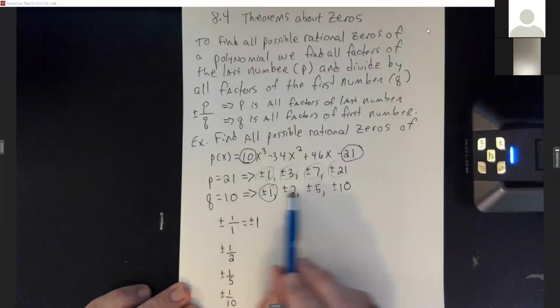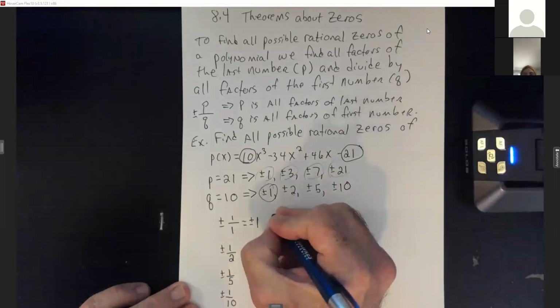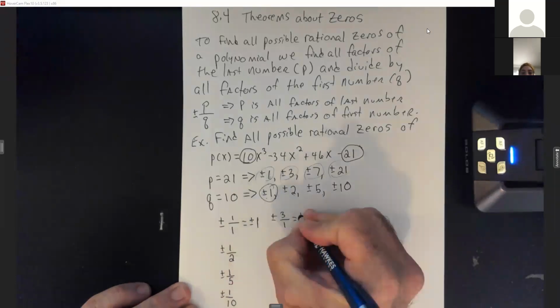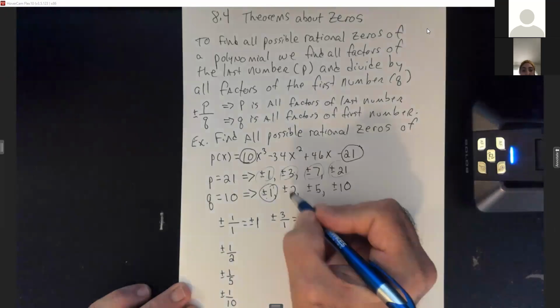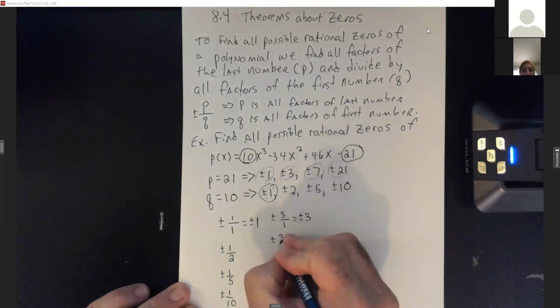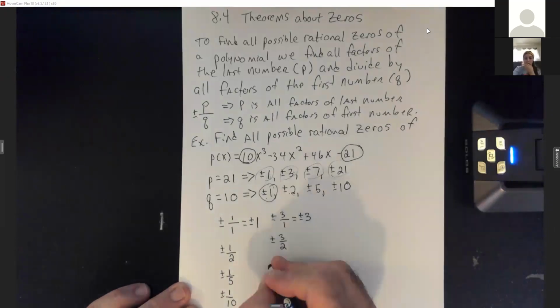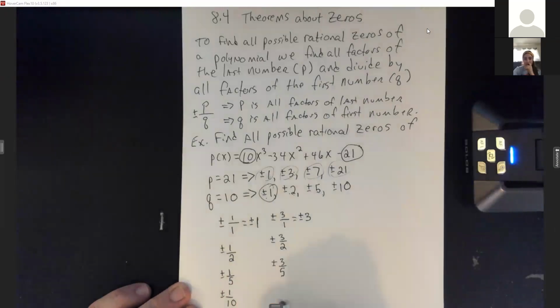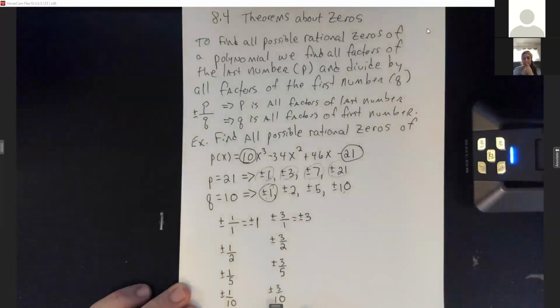So I did all the division by the Q's on the 1, so now I got to start with the 3. So I take that plus or minus 3, divide by the 1. That will reduce to just plus or minus 3. Then I take the 3, divide by the 2. That one doesn't reduce. Then I take the 3, divide by the 5. That one doesn't reduce, and then I take the 3, divide by the 10. And that doesn't reduce. So we've done 2 of the P's.